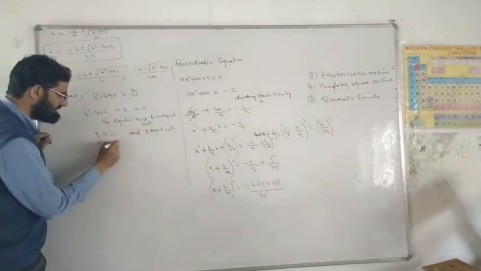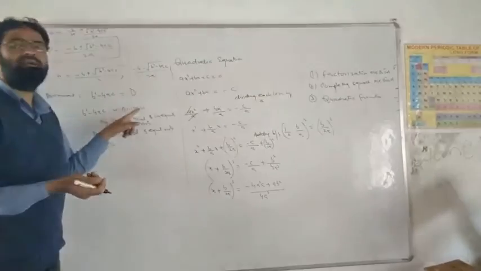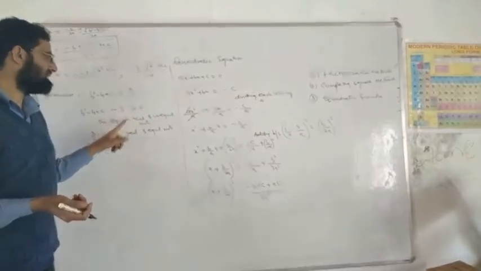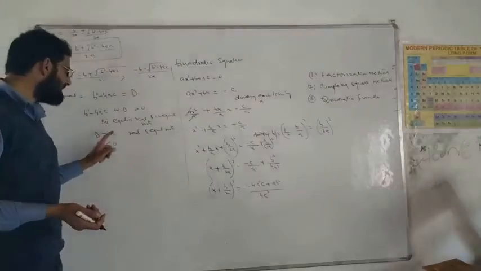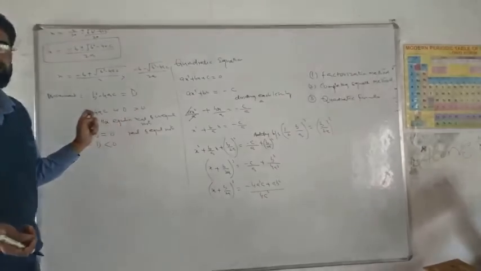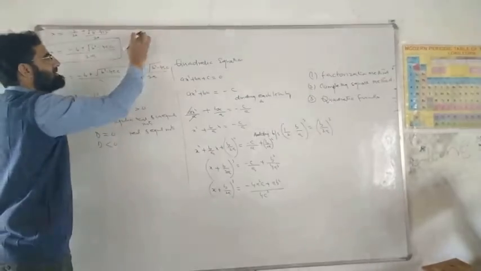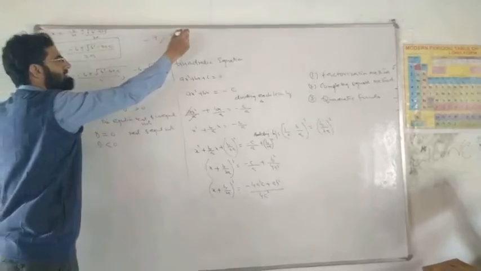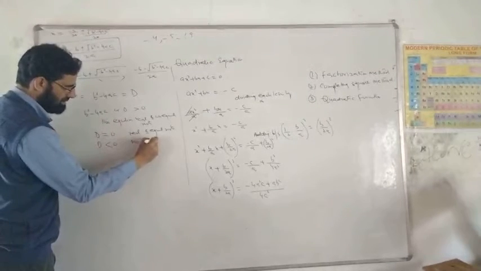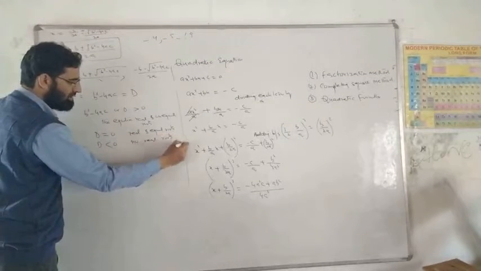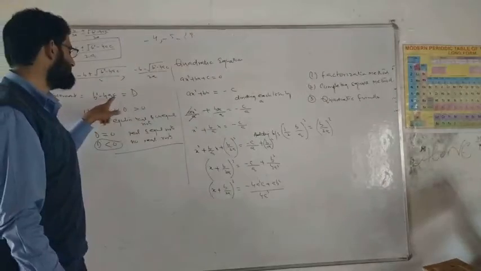And if D is less than 0, only three situations can arise here. Either D can be greater than 0; if so, then the equation has real and unequal roots. And if D is equal to 0, then the equation has real and equal roots. And if D is less than 0, that is something minus, suppose minus 5 or minus 19, and so on, then the equation has no real roots. So roots are not possible if D is less than 0. D means b square minus 4ac.